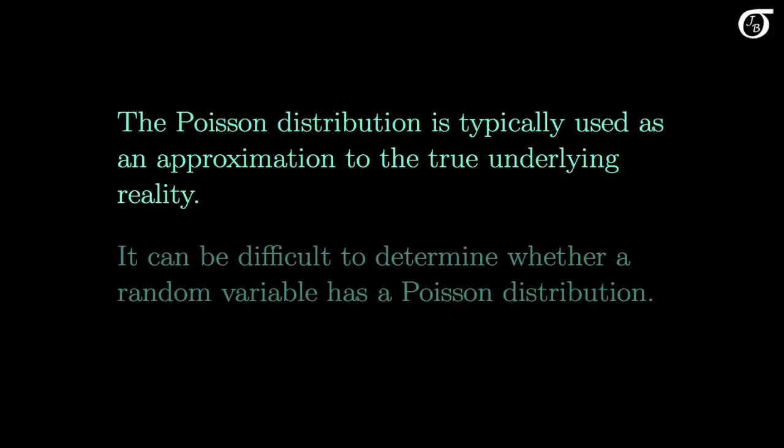Like many models in probability and statistics, the Poisson distribution is typically used as an approximation to the true underlying reality. In most situations where we use the Poisson, we know that the Poisson distribution doesn't fit the scenario precisely, but we use it as an approximation. Possibly a very good approximation. But it can be difficult to determine whether a random variable has a Poisson distribution to a reasonable approximation. So I'm going to look at a few examples and discuss some considerations in another video.